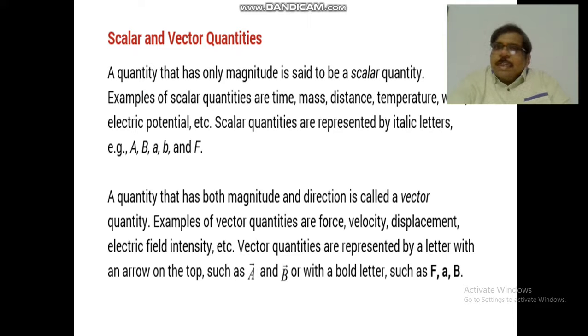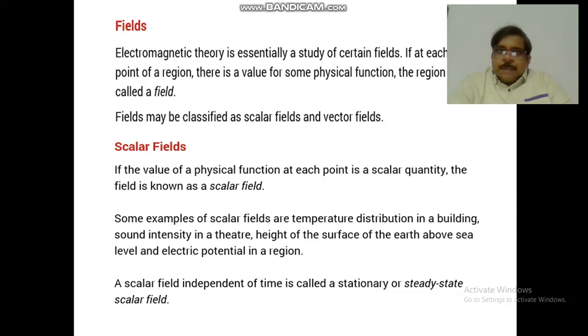As we already know, a scalar quantity has only magnitude. For example, mass, time and distance are some examples of scalar quantities. A vector quantity has both magnitude and direction. Force, velocity, displacement and electric field intensity are examples of vector quantities. What is a field?